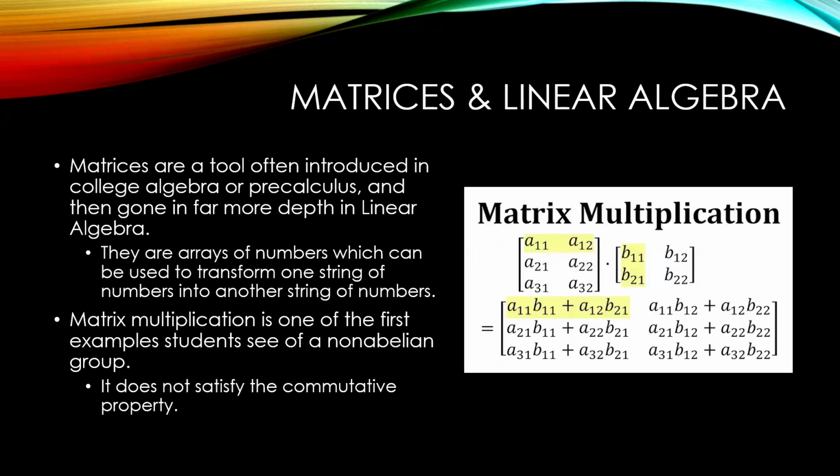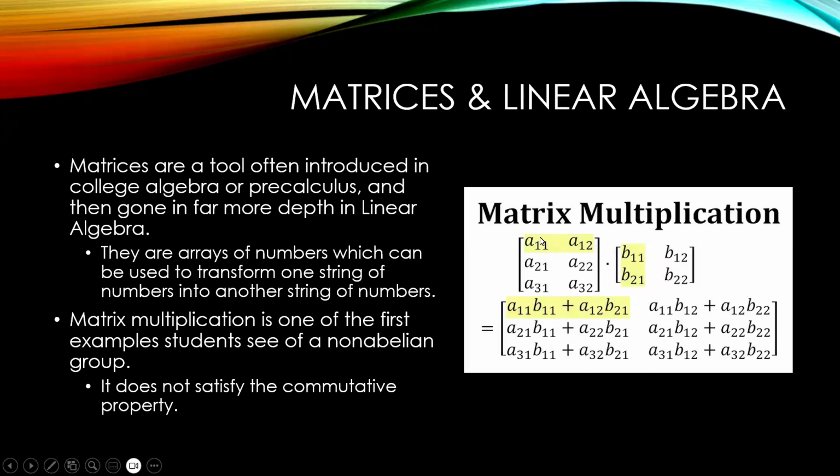Another example is matrices in linear algebra. Matrices are a tool often introduced in college algebra or pre-calculus, and then gone far more in depth when you enter into linear algebra. If you've never seen a matrix before, it's just an array of numbers. But what's interesting is the way that we multiply them: we go across in the first one and down on the second one. To multiply 2 matrices, this element here comes from A11 times B11 plus A12 times B21. And we can do that for all of the other elements in here.